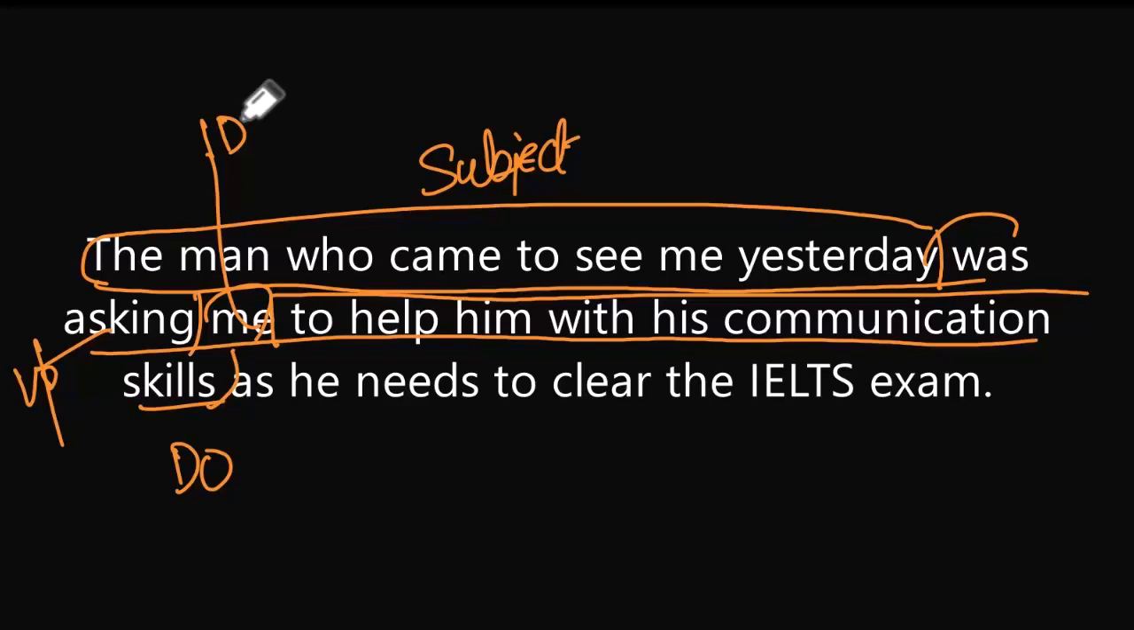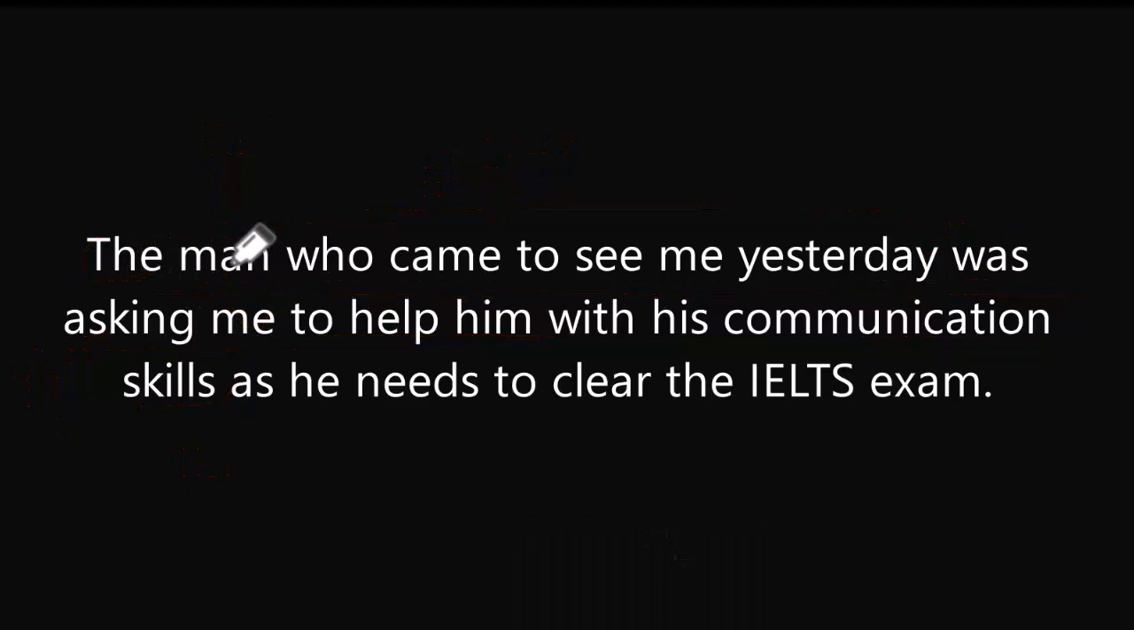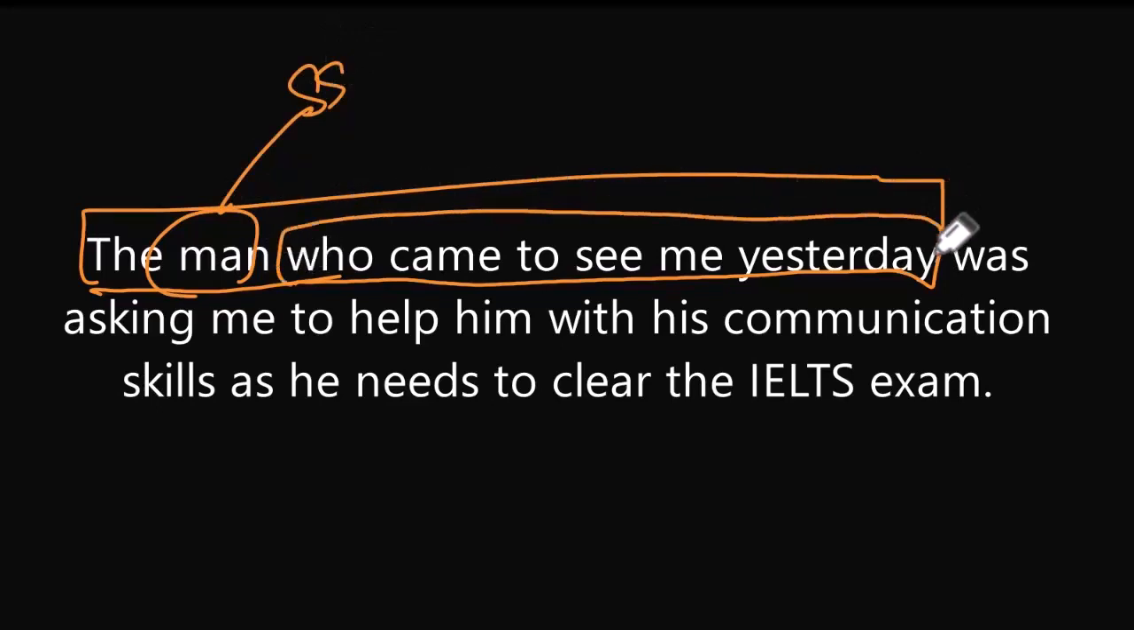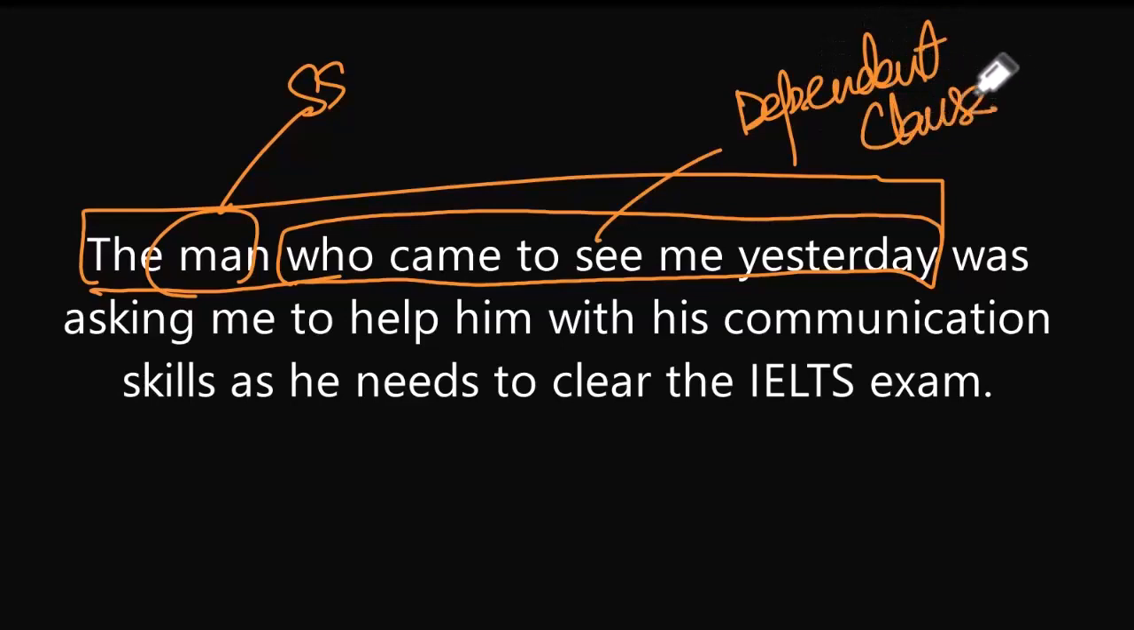Now, another thing that you might be missing. Let's remove this first. The man, which man? Who came to see me yesterday. So in this subject, in this noun phrase, if you see, this is the main noun, simple subject, SS. We have a clause, we have a dependent clause. Who came to see me yesterday? This is a dependent clause working as an adjective, giving information about the noun man. The man, which man? Who came to see me yesterday.